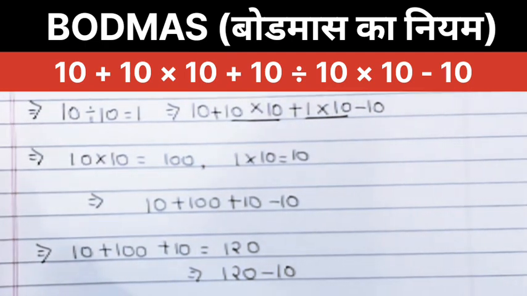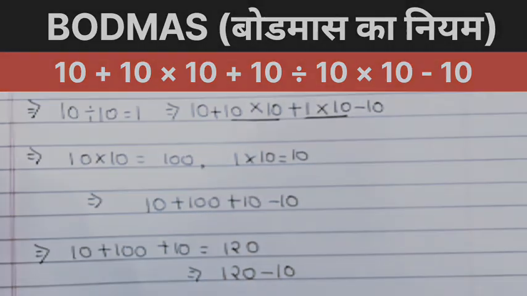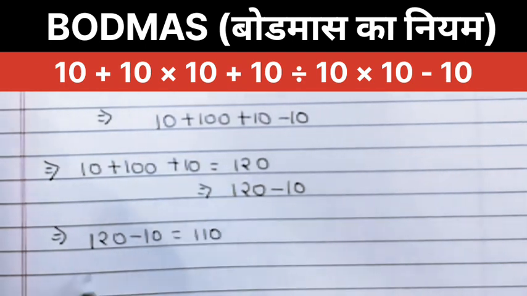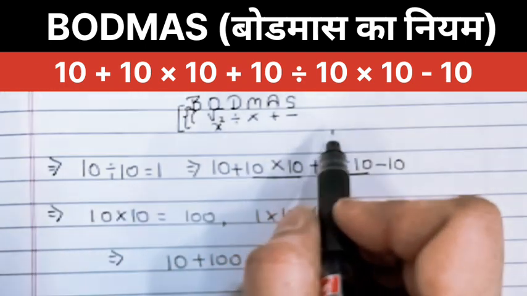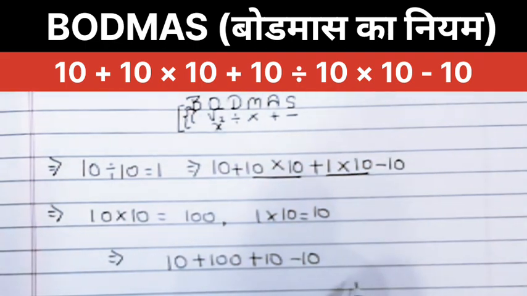Now step 4 says subtraction. Finally we perform the last remaining operation. So 120 minus 10 equals 110. This is the final result. By using BODMAS, according to this expression, the final result is 110 and I hope it is clear.